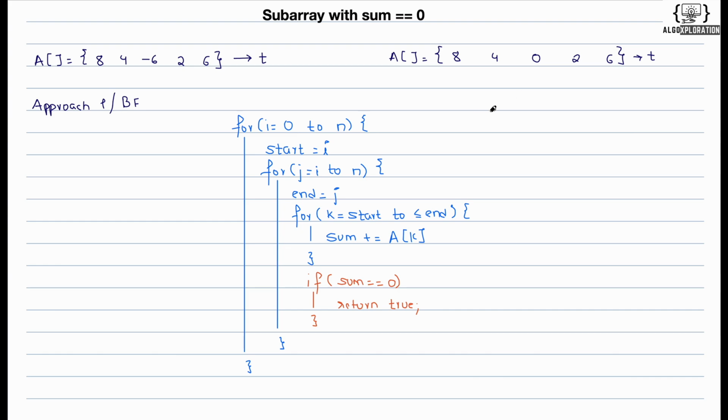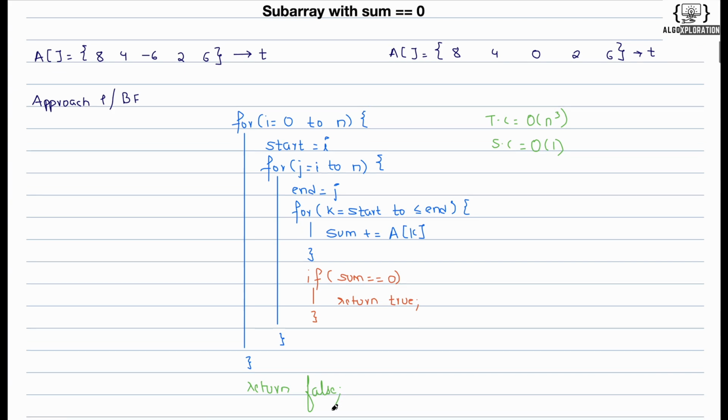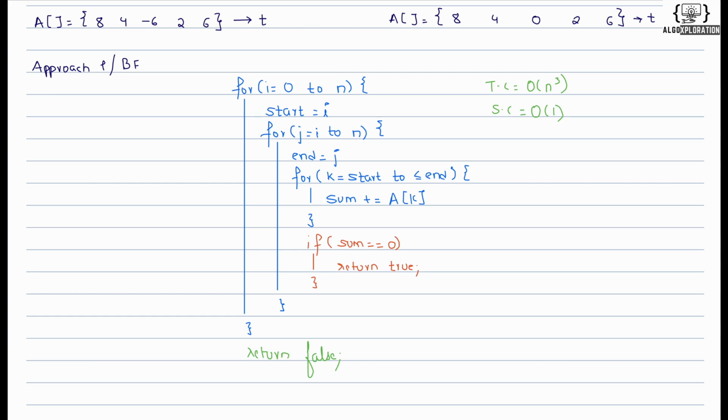If we talk about the time complexity, here we have three for loops, 1, 2 and 3, and each of them goes approximately n times. So the time complexity will be order of n cube. And if we talk about the space, we didn't take any extra space, so that will be constant. So if the execution won't go here, at last we have to return false. I hope you got this. But we can see that the time complexity is very huge, so we need to optimize this.